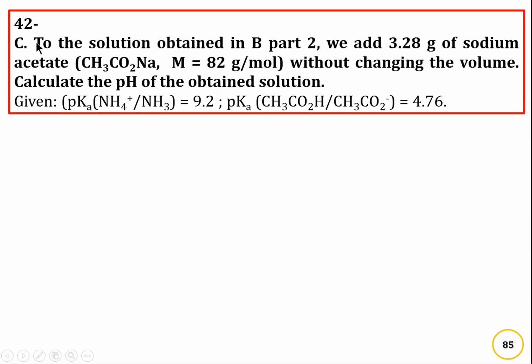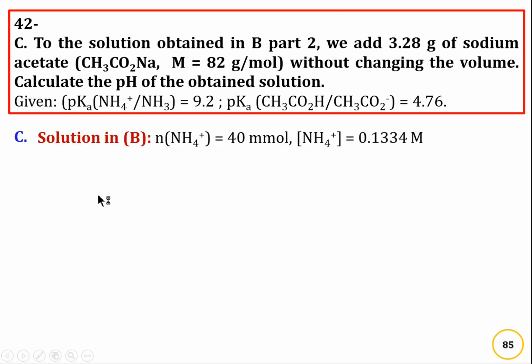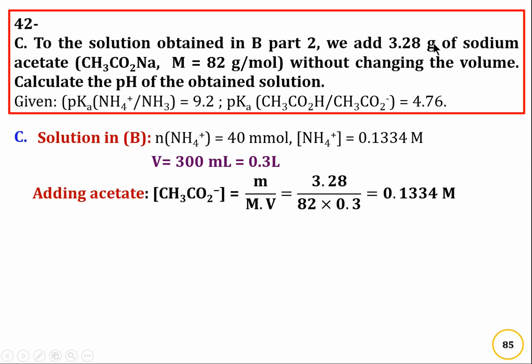Exercise 42. To the solution obtained in part B, we add sodium acetate, 3.2080 grams, with no change of the total volume. Calculate the pH of the final solution. The solution B contains NH4+ 40 millimole, and the concentration is equal to 0.1334. So we calculate the initial concentration of acetate.